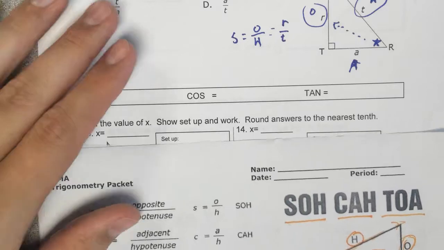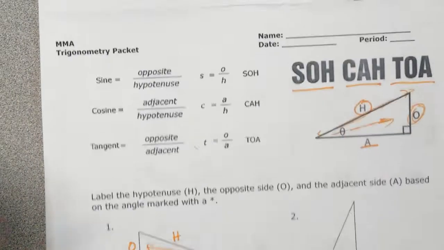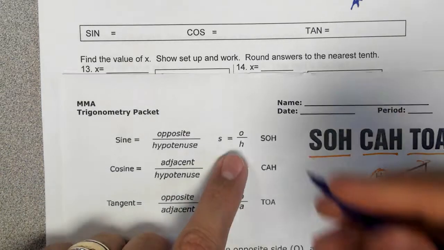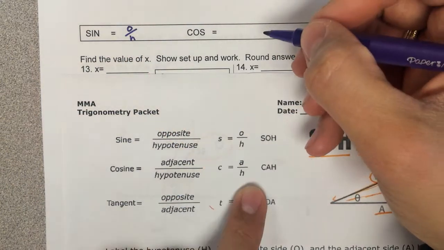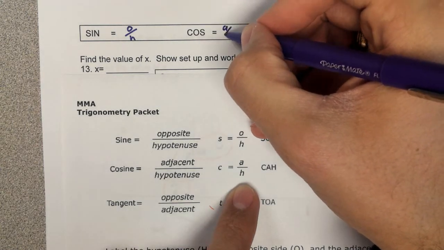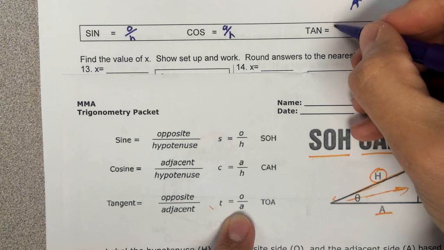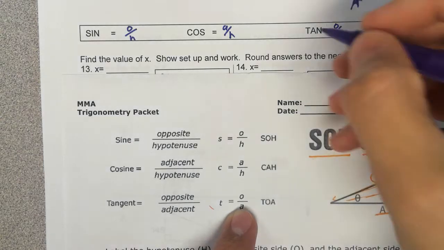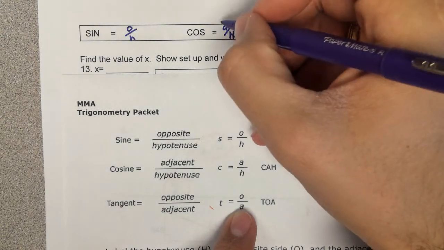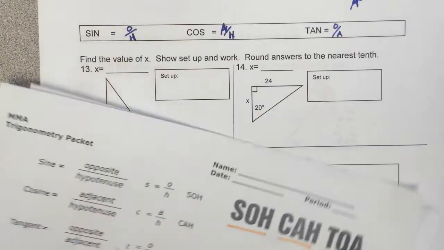Okay. We're going to go ahead so we can use these, not to be flipping back and forth between the pages. Sine is opposite over hypotenuse. Cosine is adjacent over hypotenuse. And tangent is opposite over adjacent. Make those capitals easier to distinguish.